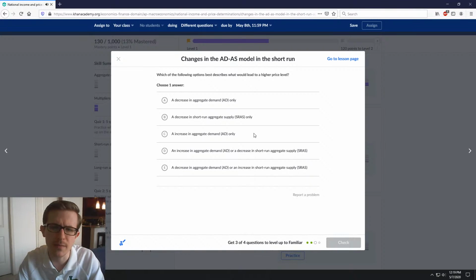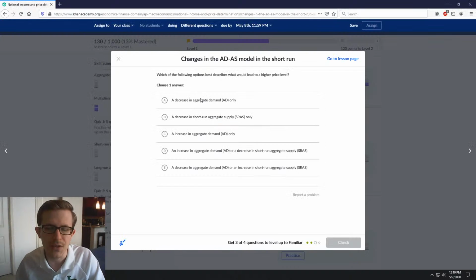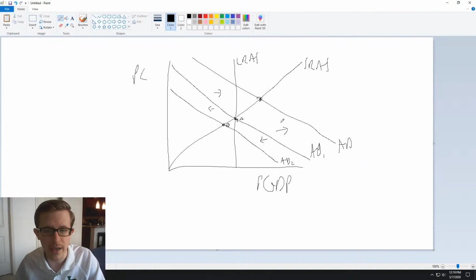Which of the following options best describes what would lead to a higher price level? So higher price level, meaning that something's going to happen to the point where we're going up in this direction. So decrease in aggregate demand would not work. Decrease in short-run aggregate supply, would that work?